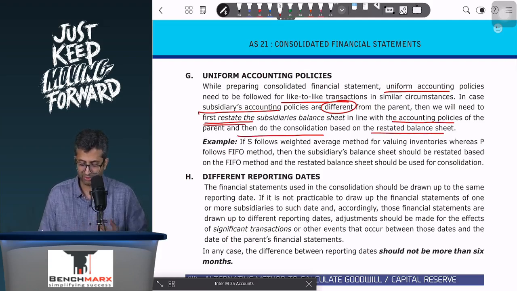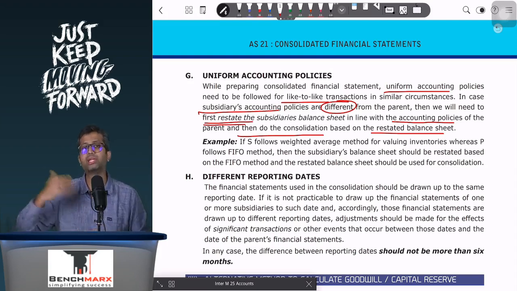For example, if S follows weighted average, whereas P follows FIFO, then the subsidiary's balance sheet will be restated based on FIFO, and that will be used for consolidation. Another difference may be in terms of different reporting dates. Like for example, in India, the reporting date is usually 31st March, but I have a foreign subsidiary where the reporting date is 31st December. So I have the parent's balance sheet on 31st March 2025, but the subsidiary's balance sheet on 31st December 2024. So there is a 3-month gap.